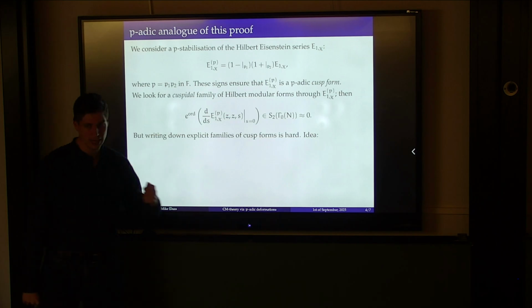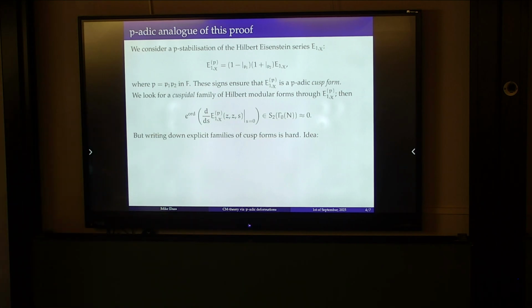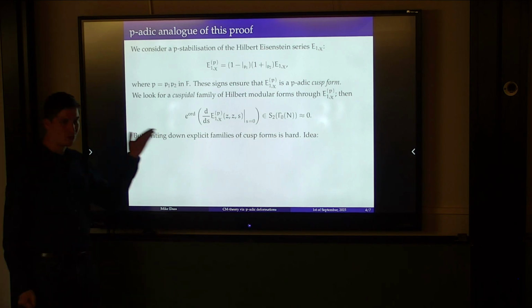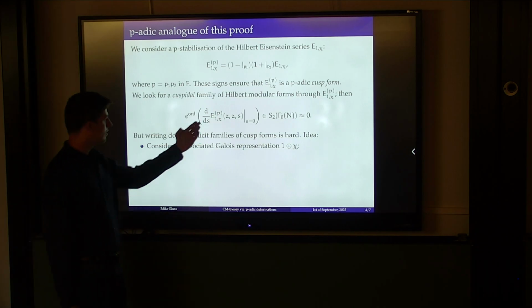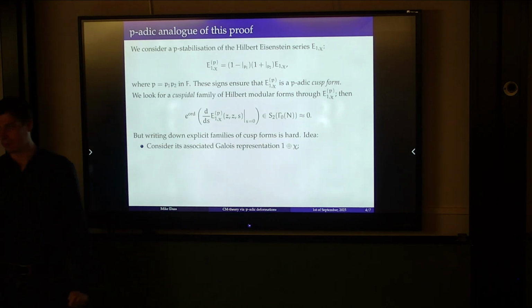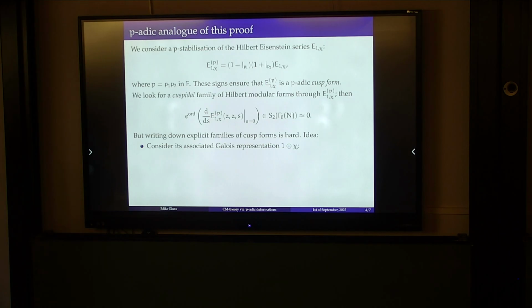And then I try to run the same argument as before. But I mean, writing down one cusp form is difficult enough, let alone a whole family of these guys. So how do you actually do this in practice? Well, it turns out, as you might know, that the Galois representation associated with an Eisenstein series is very simple. It's just the sum, in this case, of two characters. I didn't tell you quite what chi is, but it's just a character.